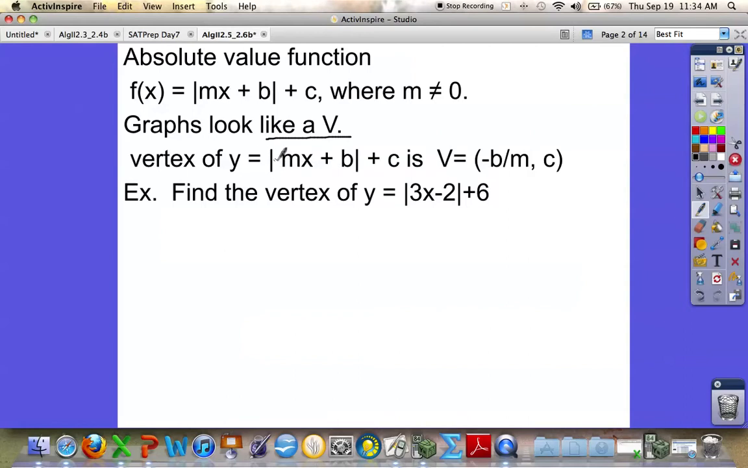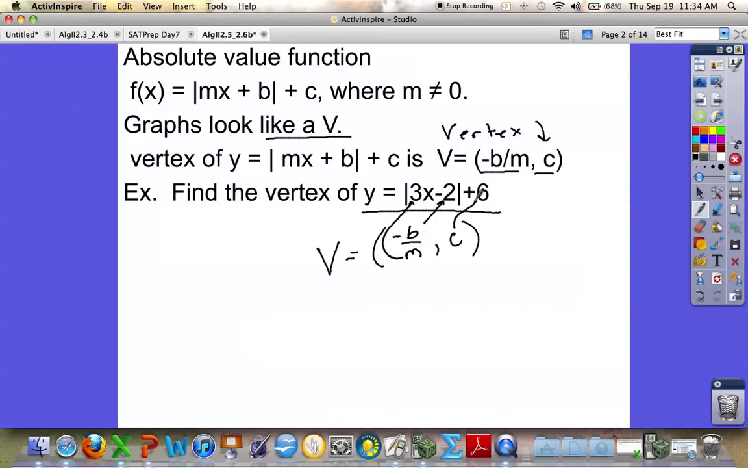Where the vertex is the formula negative b over m comma c. So if I asked you to find the vertex in this particular graph, you would simply say the vertex is negative b divided by m comma c, and we look for the b value, and remember the b value is this value. The m value is this value, and the c value is this value. So your vertex is negative 2 over 3 comma 6.